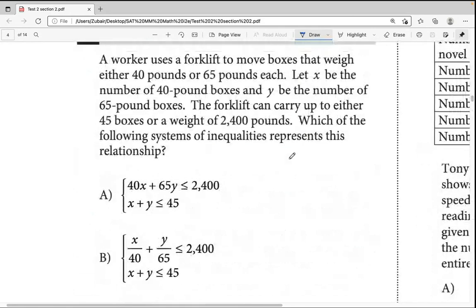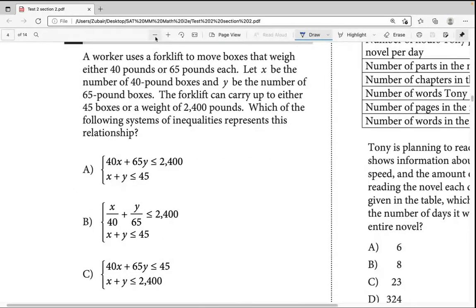A worker uses a forklift to move boxes that weigh either 40 pounds or 65 pounds each. Let X be the number of 40-pound boxes, so it is 40x total weight, and Y be the number of 65-pound boxes, so it is 65 into Y total weight. The forklift can carry up to 45 boxes. So X plus Y is less than or equal to 45, and the weight is less than or equal to 2400. So I'm getting that in the first one.